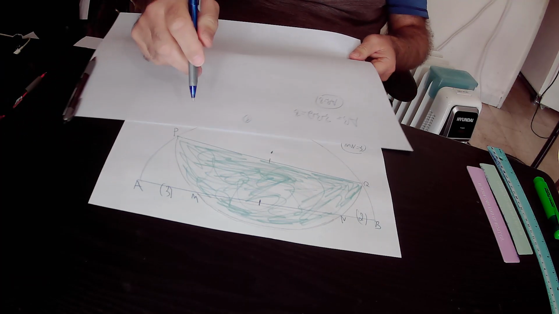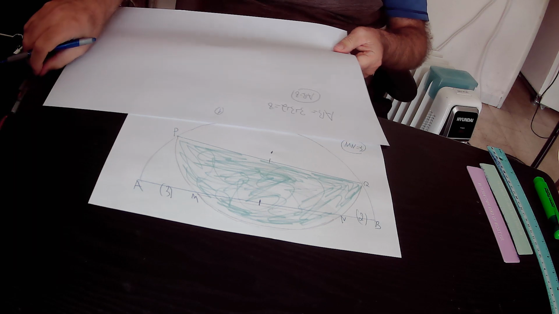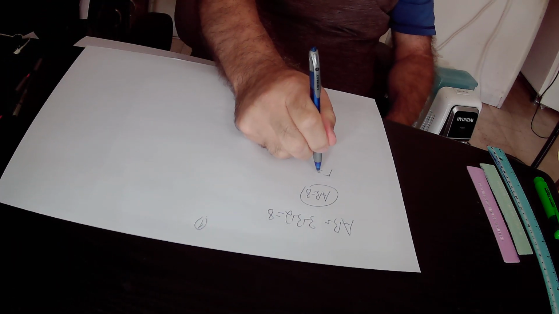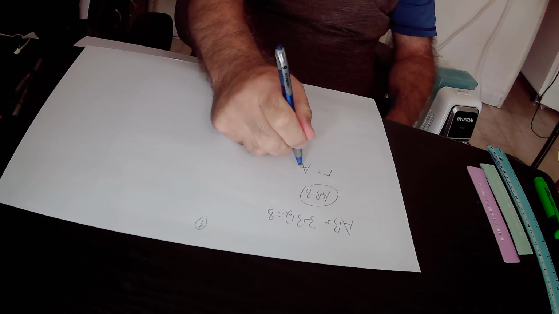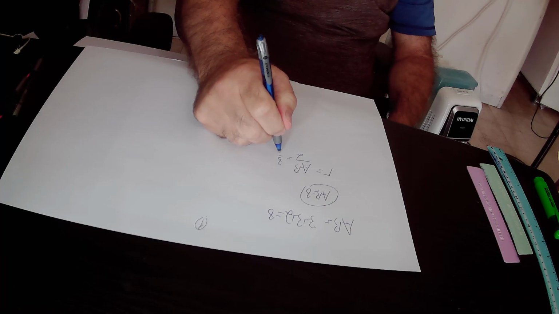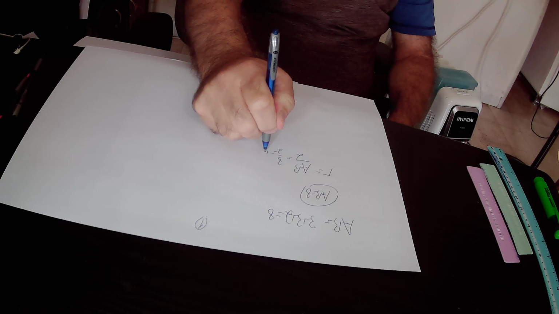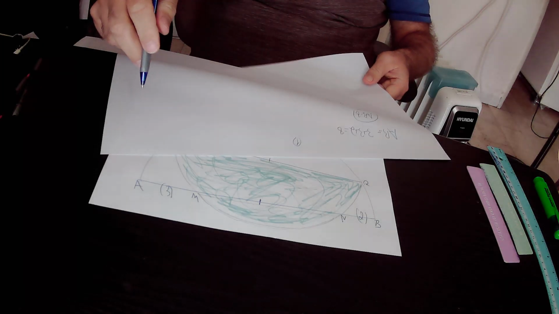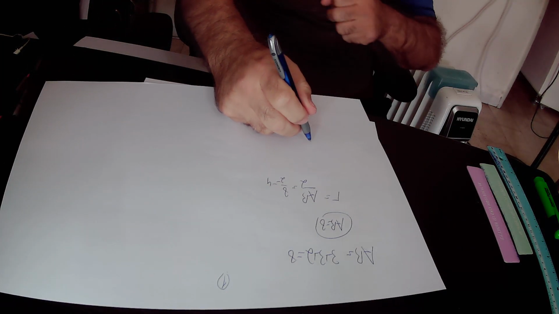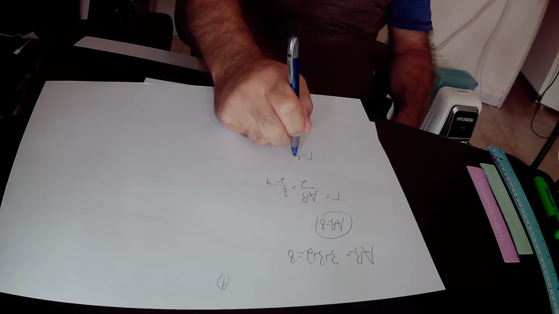And therefore, the radius of this big semicircle must be equal to half of the diameter. So the radius R must be equal to the diameter AB over 2. AB is 8, so 8 over 2 is 4. So the radius R of this big semicircle is equal to 4 units.